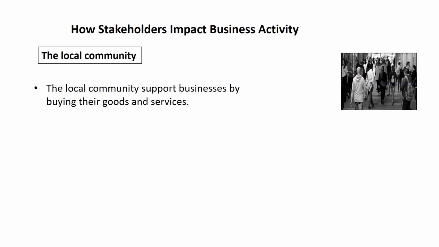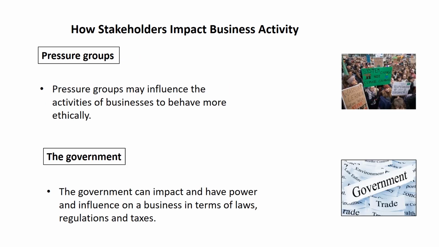The local community. The local community can support businesses by buying their goods and services. If the business acts in a negative way, then the local community could protest or complain to the local authority about the business activities. Pressure groups. Pressure groups may influence the activities of businesses to behave more ethically. The government. The government can impact and have power and influence on a business in terms of laws, regulations and taxes it sets.